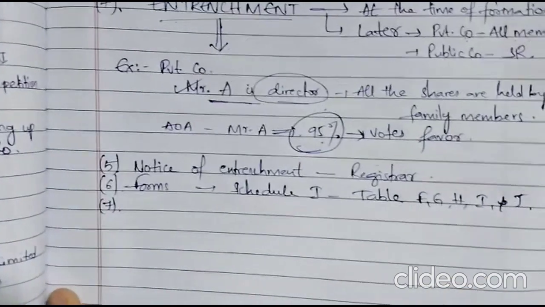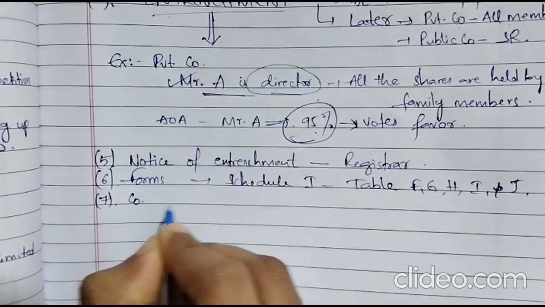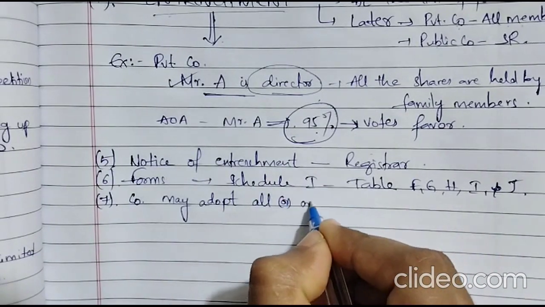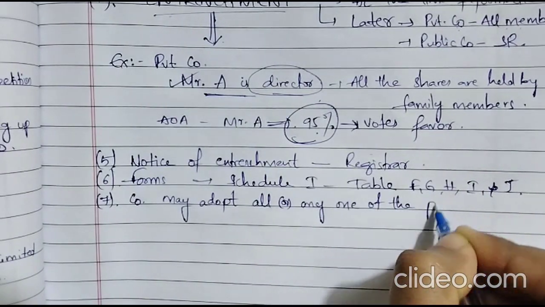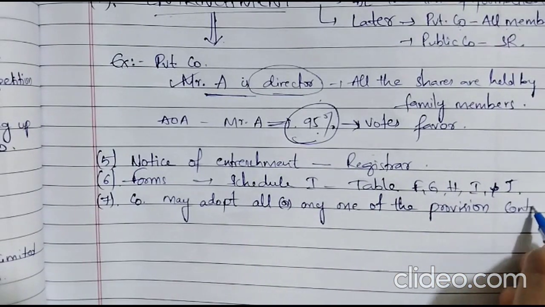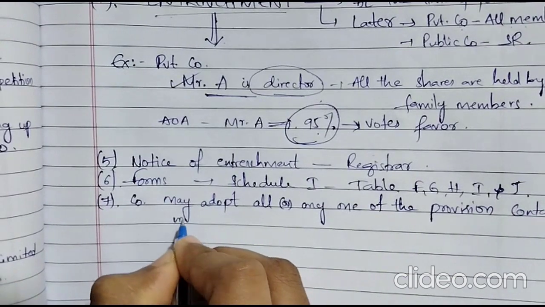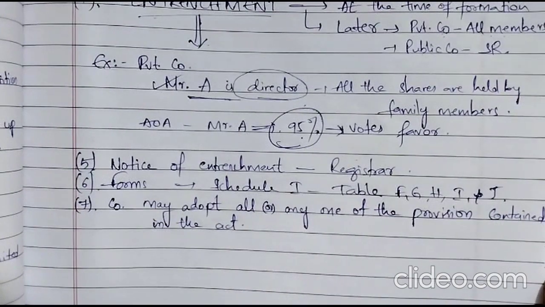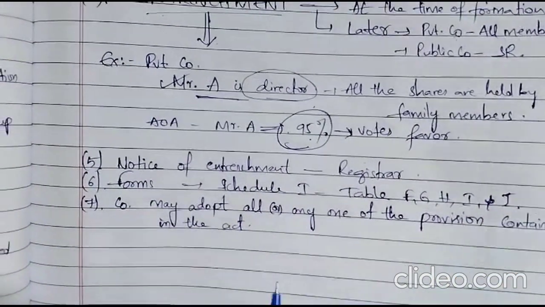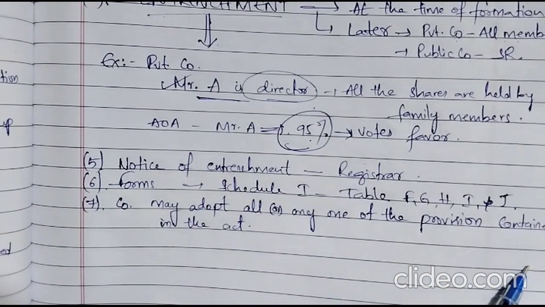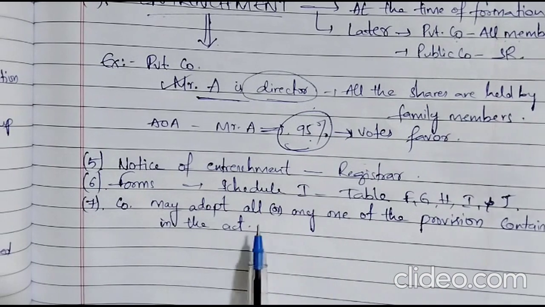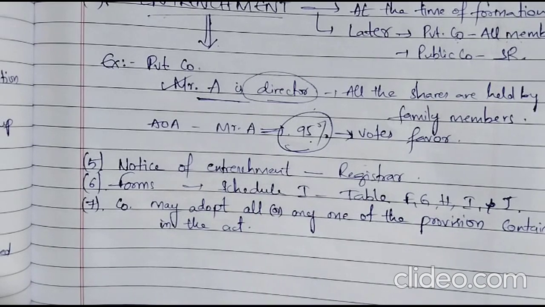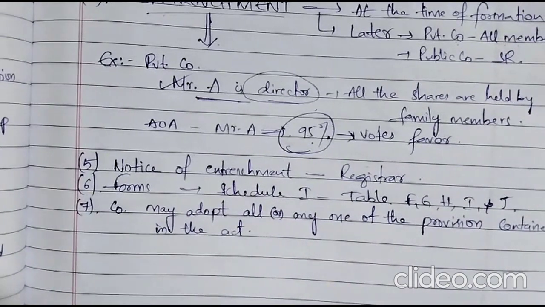And the 7th one, it is optional, so listen properly. Company may adopt all or any one of the provisions contained in the act at the time of incorporation. Suppose at the time of registration, while framing your articles, you have adopted some provisions from the Companies Act and some you have excluded, then there is no problem. If you want, you can include those provisions, and if you don't want, you can exclude those provisions. It is optional for the company to adopt all the provisions that are there in the act.